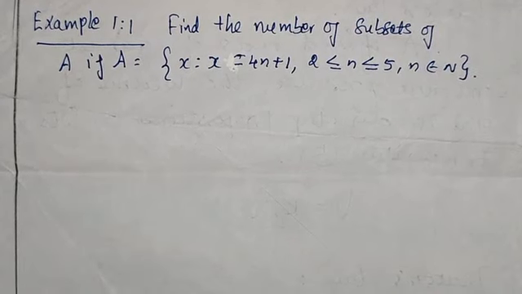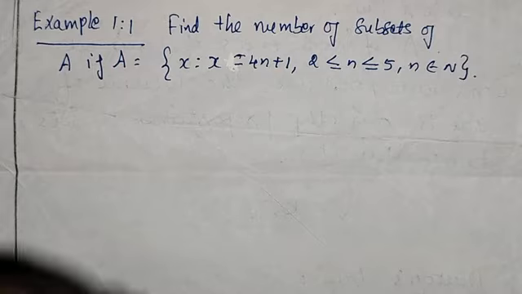11th Maths, first chapter, sets, relations and functions. Page number 5, example 1.1. Find the number of subsets of A if A equal to x such that x equal to 4n plus 1, 2 less than or equal to n less than or equal to 5, n belongs to natural numbers.